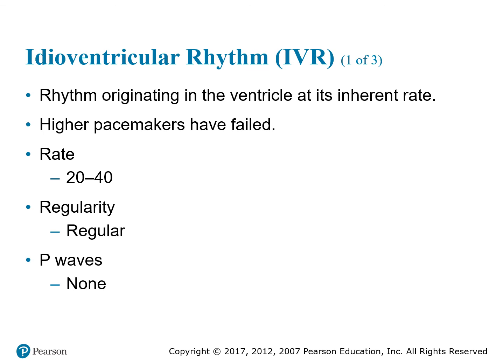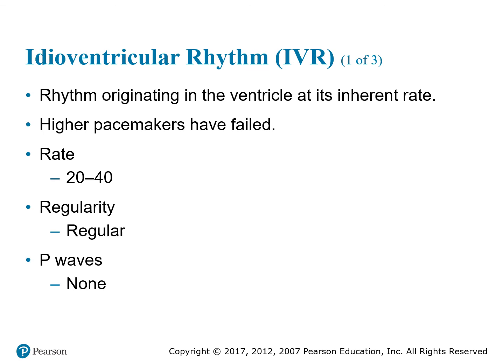Right. The next rhythm we're going to talk about is the idioventricular rhythm, or IVR. IVR, which is also called a ventricular escape rhythm, exists when 3 or more ventricular escape beats occur in a row at a rate of 20 to 40 beats per minute. The QRS complexes seen in an IVR are wide and bizarre because the impulses begin in the ventricles, bypassing the normal conduction pathway. IVRs may occur intermittently or as a continuous beat.